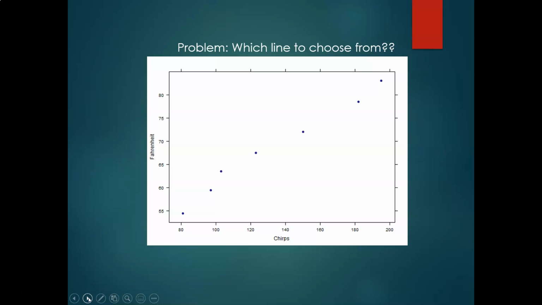Okay, let's talk about what that means. As close as possible, that makes sense. But to every data point means all of the data points, and there are 7 data points here, as close as possible to all of them.